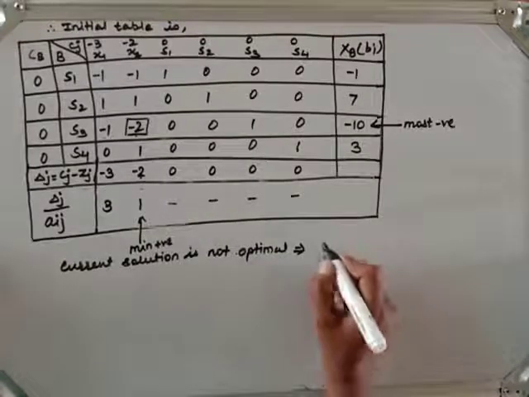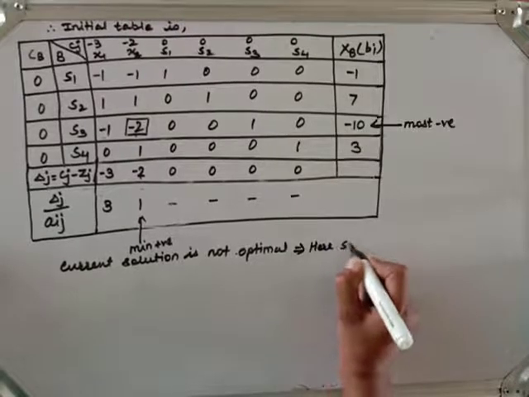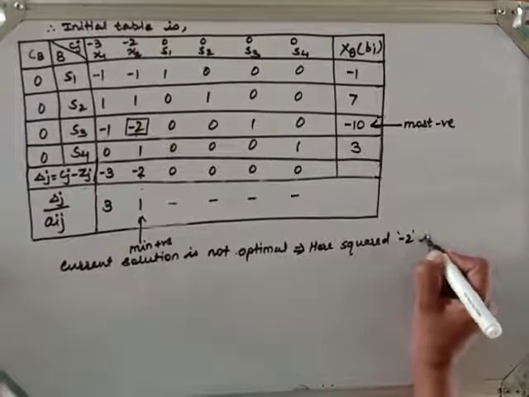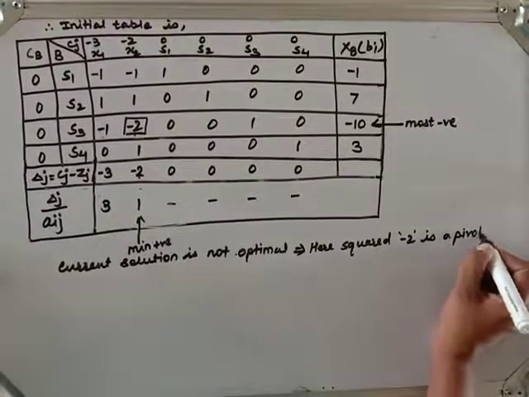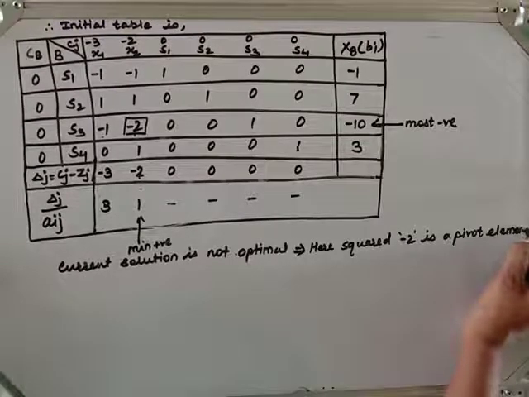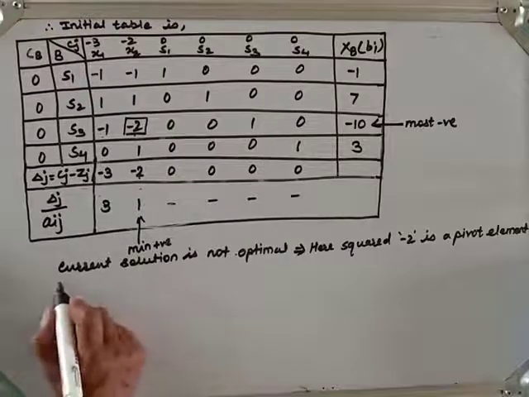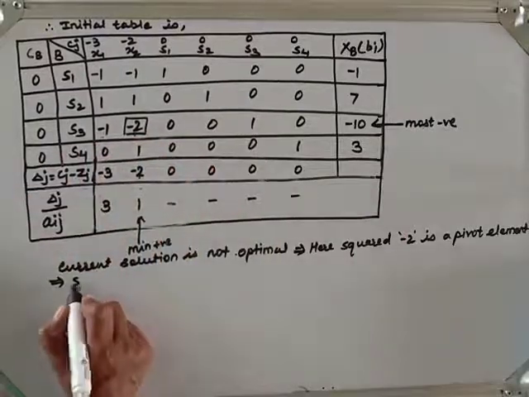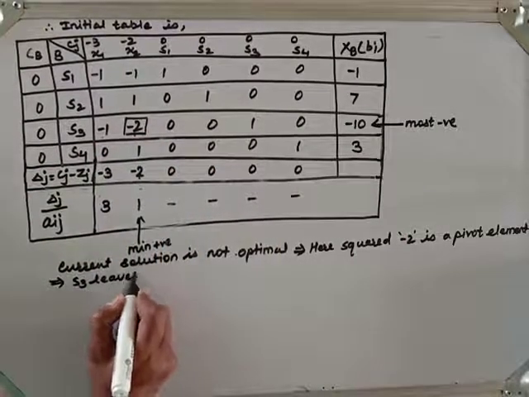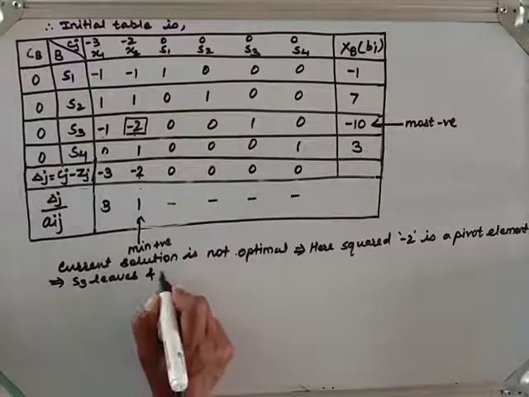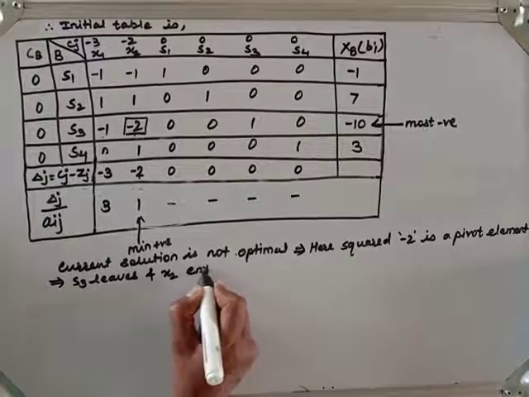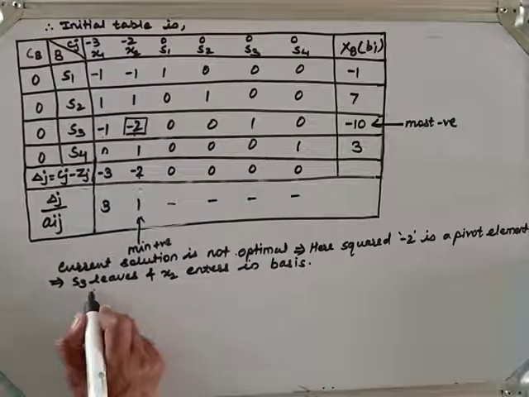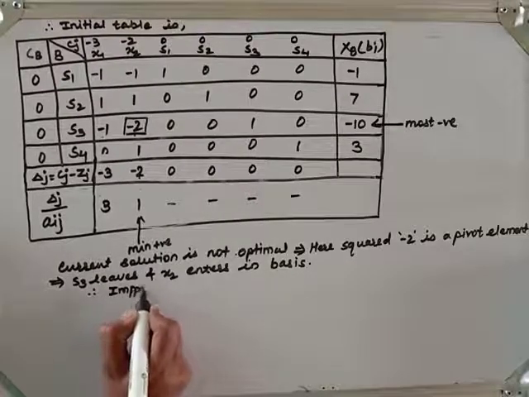So that implies minus 2 is a pivot element, which indicates that S3 leaves the basis and X2 enters in the basis. Therefore, the improved table is.